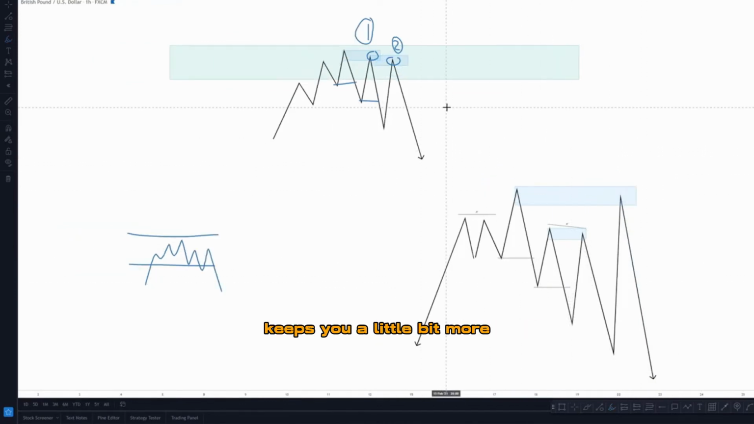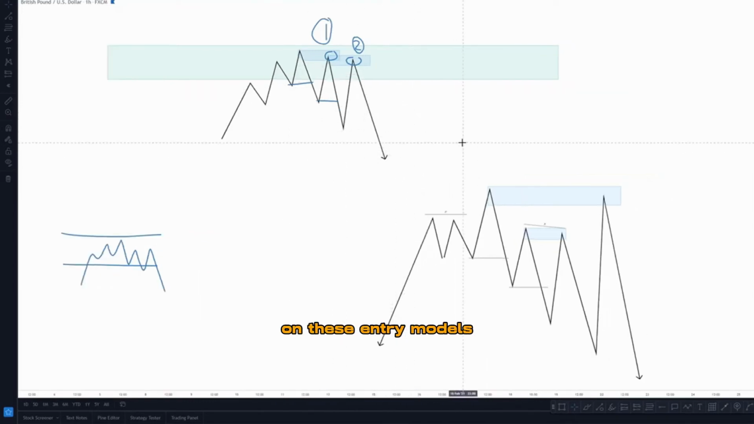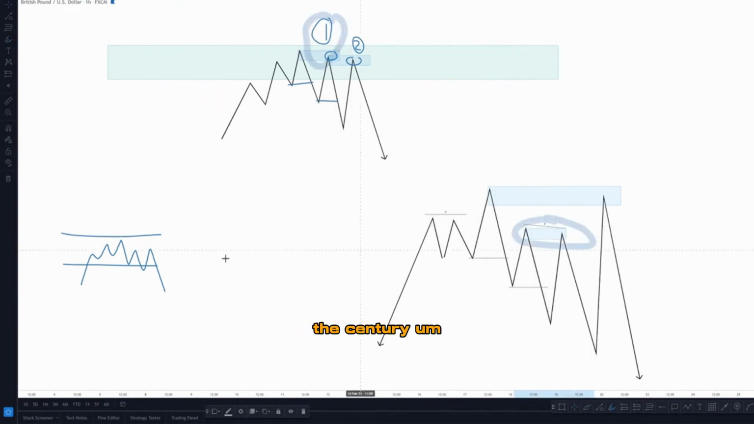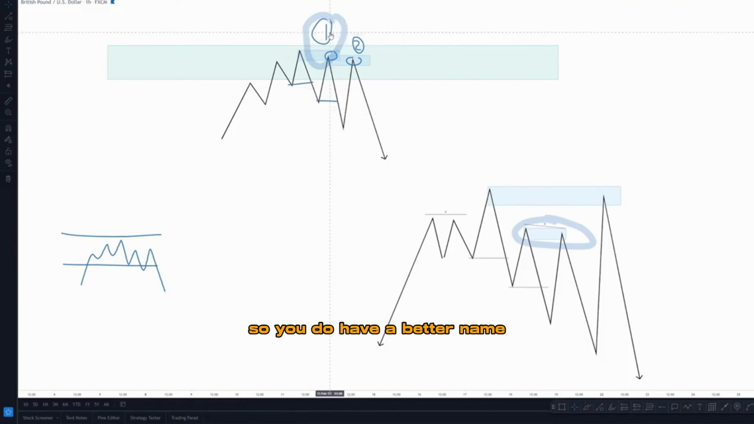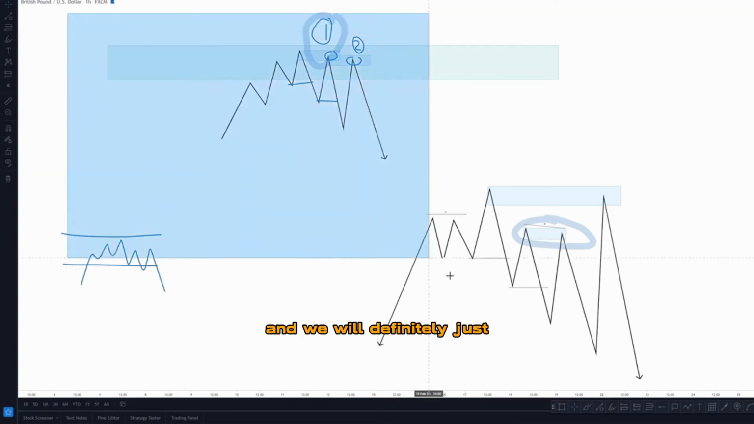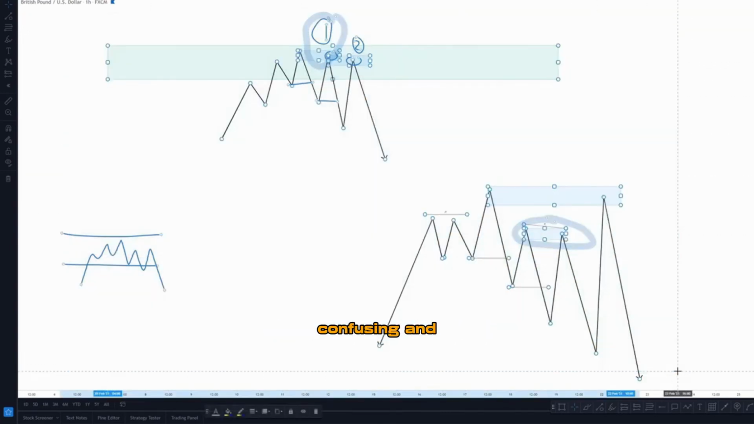I hope it gives you a little bit more clarity on these entry models. And if you have any better names for this first entry, please let me know. Again, I'm not very creative when it comes to names, and I was not lying about that. So if you do have a better name for what is currently known as this risk entry, part of the confirmation entry, let me know, and we will definitely change it so that it's less confusing and more straightforward.